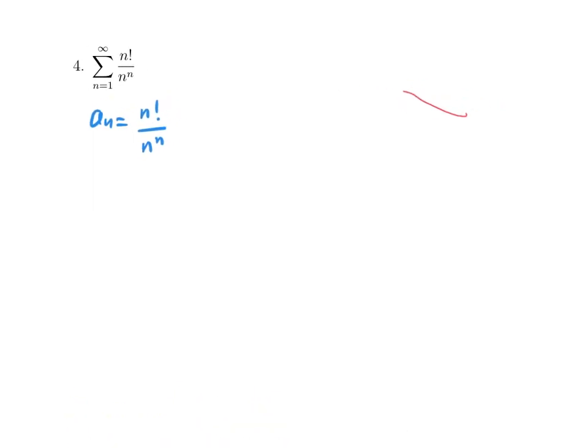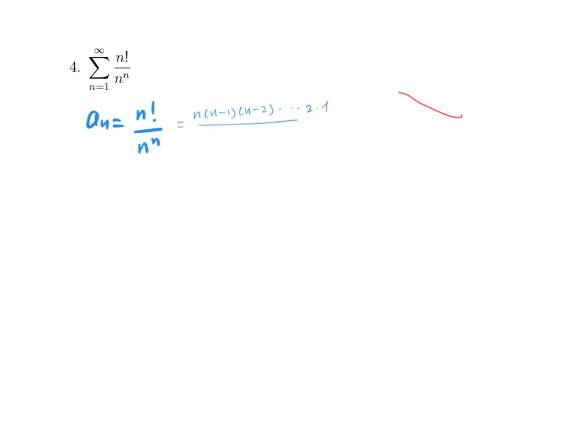So notice that this means n times n minus 1, times n minus 2, so that's the definition of factorial, all the way to 2 times 1. And then on the bottom, you have just n by itself, n times.